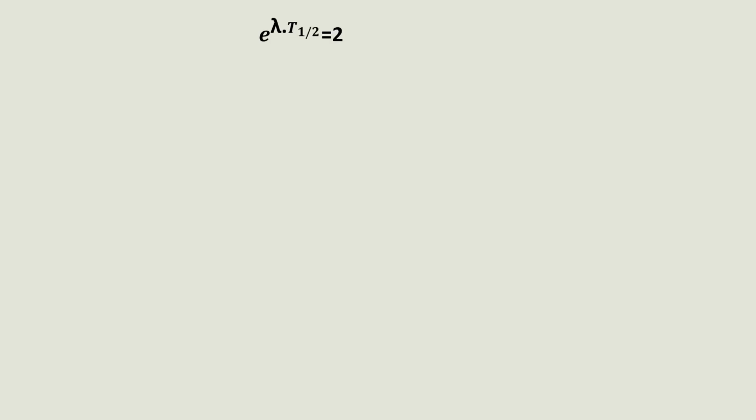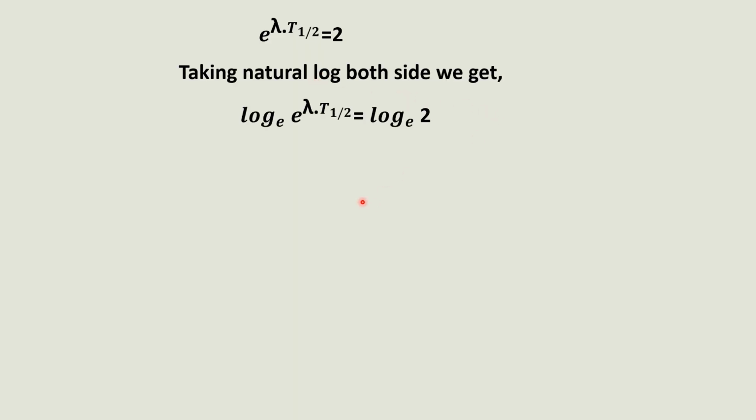So next, e to the power lambda t half is equal to 2. Taking natural log both sides, we get log e to the power lambda t half is equal to log 2. So lambda t half log e is equal to log 2. After that, this lambda goes to this side. So t half is equal to log 2 by lambda, and this is also log e.